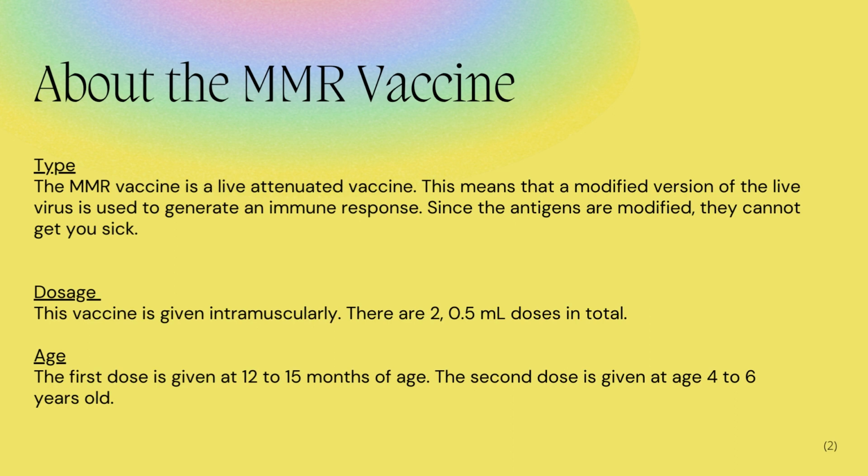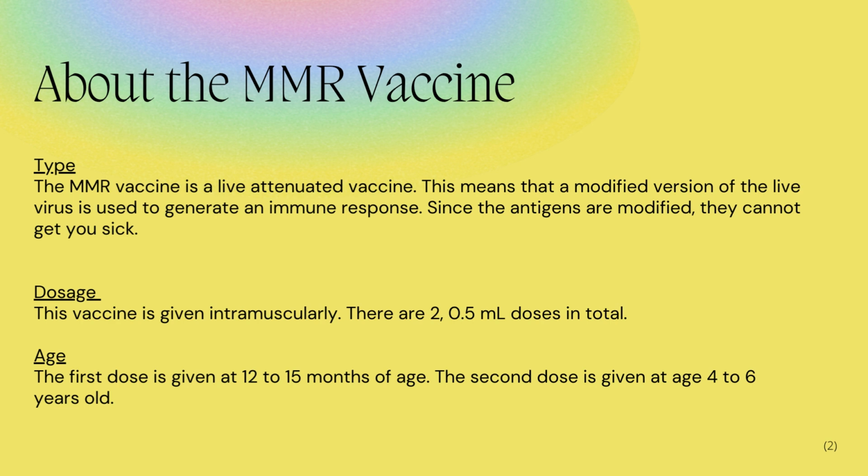Now, let's begin to learn about the MMR vaccine. This vaccine is a part of the live attenuated vaccine class. This means that a modified version of the live virus is used to generate the immune response. Since this antigen is modified, it cannot get you sick with the target disease. The doses of this vaccine occur in two 0.5 doses, both of which are given intramuscularly.